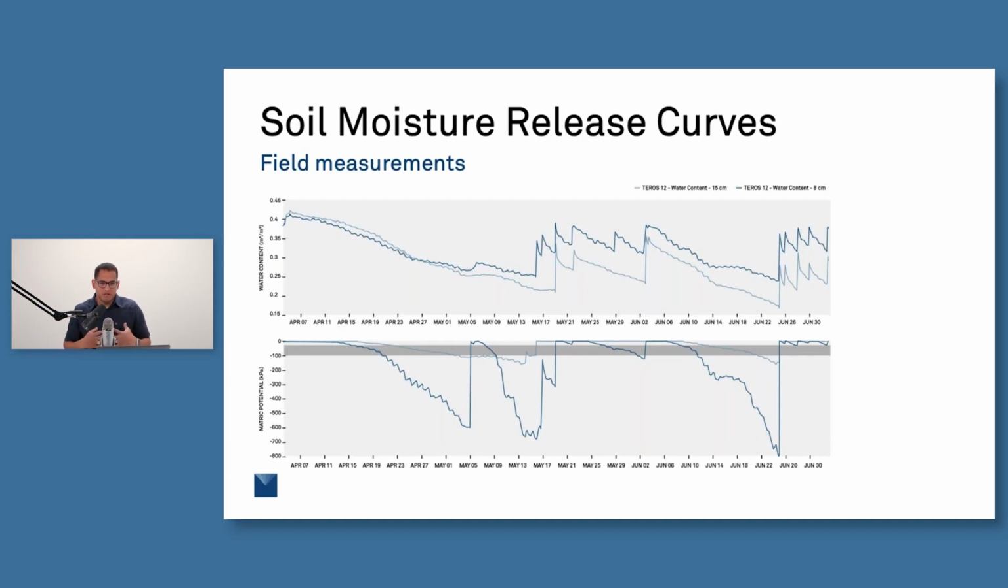One of the things to keep in mind here is that if we're going to generate a soil moisture release curve using field data, ideally we want to do it on a drying trend, because on wetting cycles, sometimes you're going to see some differences in the time response of the two sensors. It's not a lot, but it's enough where if you're trying to do an in situ soil moisture release curve, it could generate some issues.